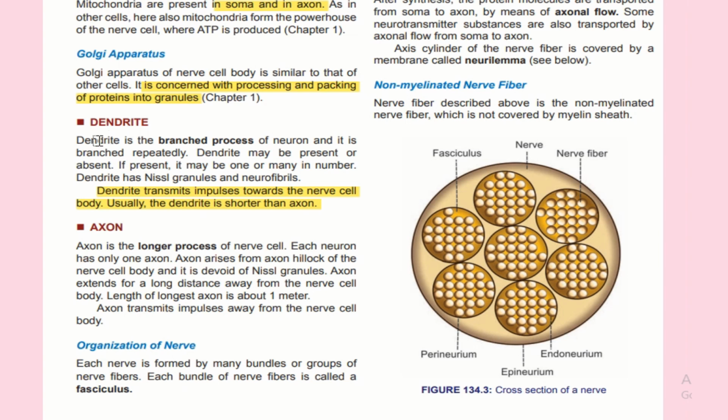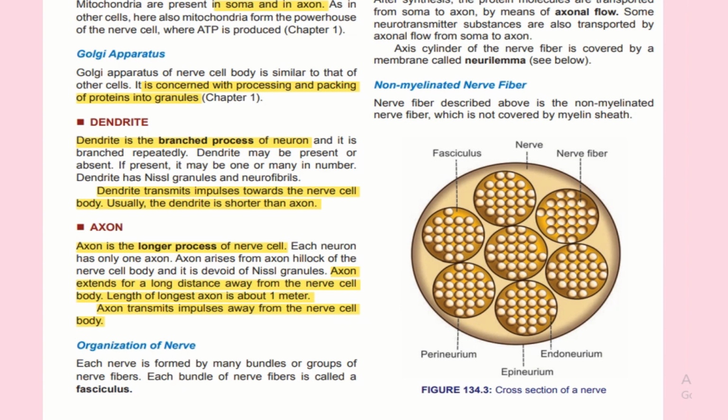Then we have the axon. The axon is the longer process of the nerve cell. Each neuron has only one axon. The axon arises from the axon hillock of the nerve cell body and it is devoid of Nissl granules, so they don't have Nissl granules. Axons extend a long distance away from the nerve cell body. So they carry impulses away from the nerve cell body. The length of the longest axon is about 1 meter.